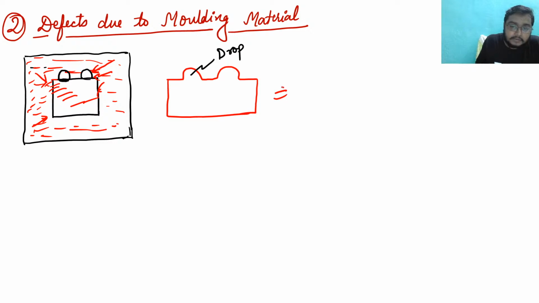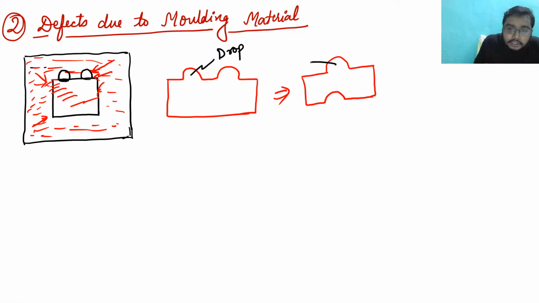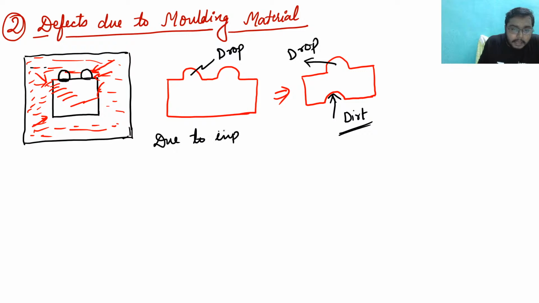And suppose you are getting some projections. If you are getting a projection on the top side, that is known as drop, and on the bottom side, that is known as dirt. Clear? So these things are due to the improper ramming.